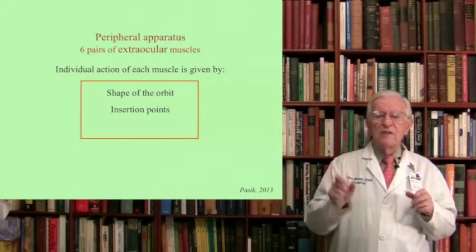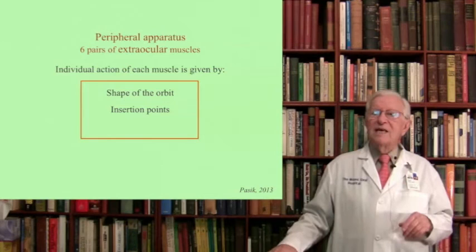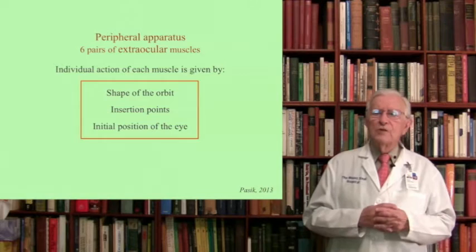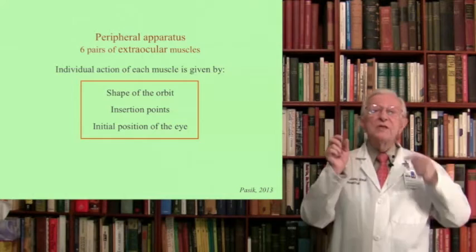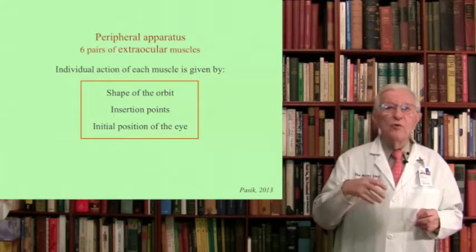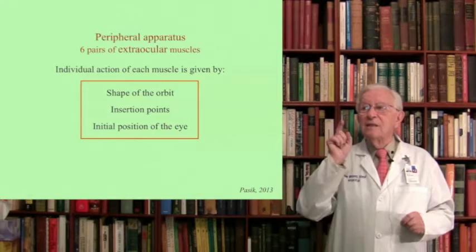But even more important, and that becomes a problem, is that it has to do also with the initial position of the eye. Because if you are looking straight forward and you contract one muscle, it will give you a particular movement of that eye. But if you, on the other hand, are looking to the right all the way and you contract that individual muscle, the action of that will be different.